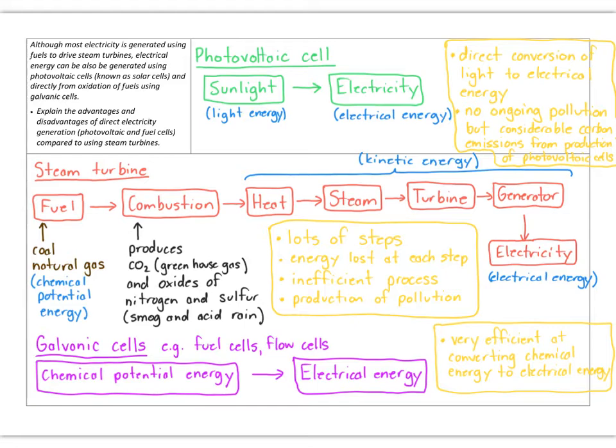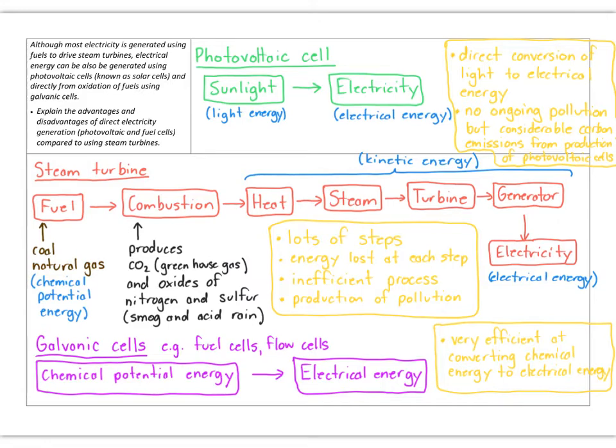So firstly, what are the things that we need to learn about? Although most electricity is generated using fuels to drive steam turbines, electrical energy can also be generated using photovoltaic cells, known as solar cells, and directly from the oxidation of fuels using galvanic cells. And what you need to be able to do is explain the advantages and disadvantages of direct electricity generation, i.e. photovoltaic and fuel cells, which are a form of galvanic cells, compared to using steam turbines.